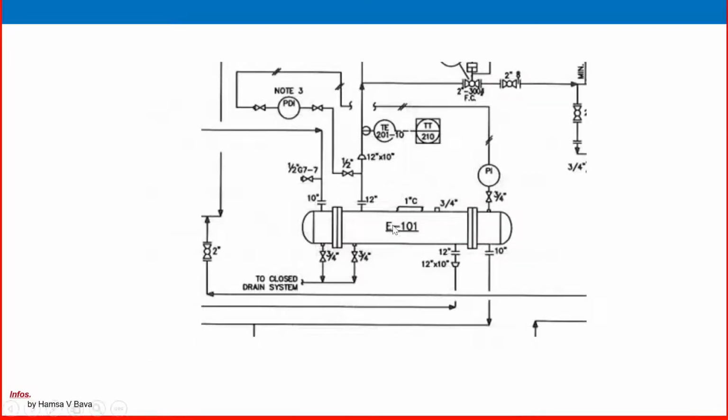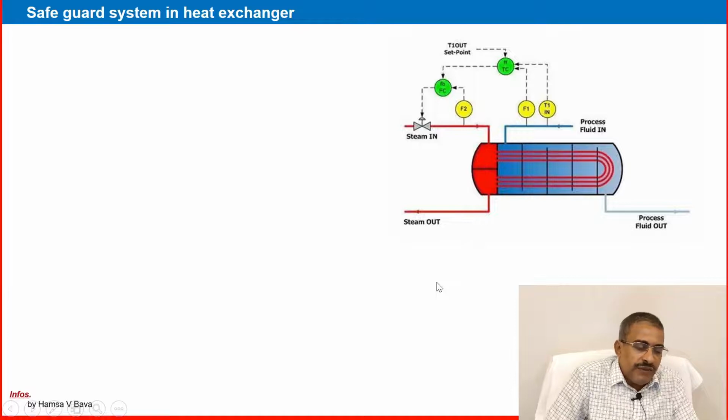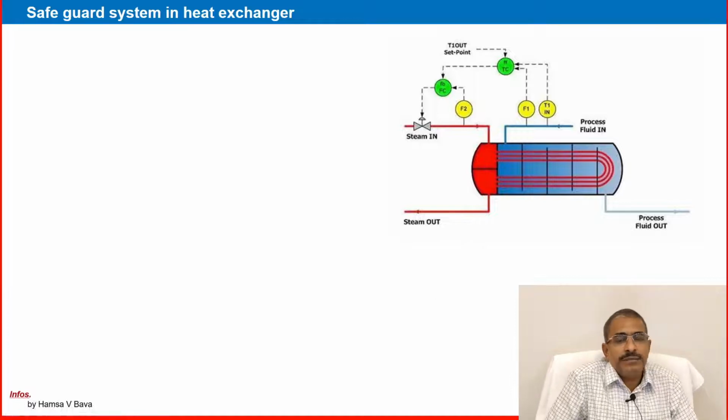And another P&ID is a shell and tube heat exchanger, but there is no control system there. A temperature sensing element and transmitter are there, plus a PDI, a differential pressure indicator. Only that much information is there. And the safeguarding system I already showed in the P&ID, one or two safeguards. So there are two types of safeguarding system, not only two types, many types are there.